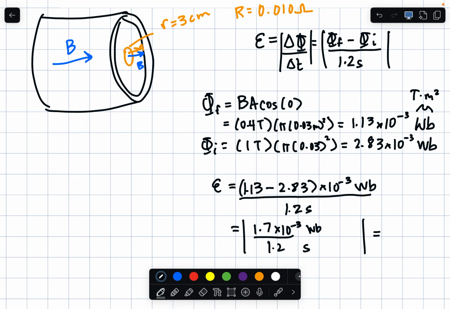Okay, finally, this is going to be a voltage. A Weber divided by a second is a voltage. If you didn't know that, now you know. The units get real chunky.